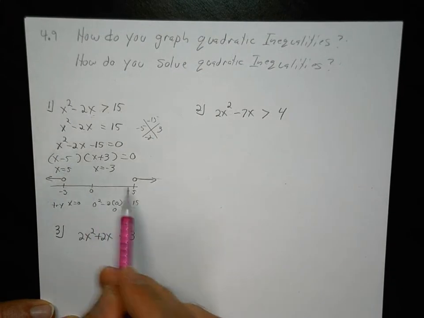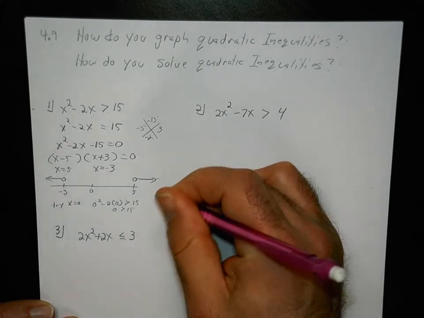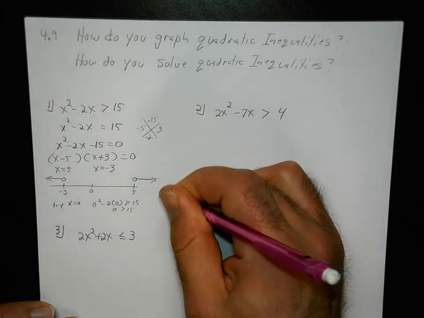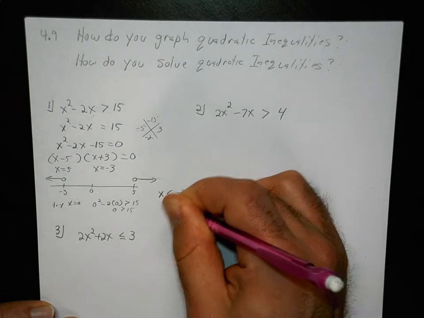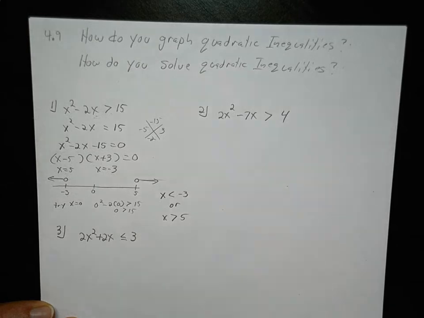So any value between negative 3 and 5 will not work in that inequality, but the values outside will. So my solution is x is less than negative 3 or x is greater than 5.